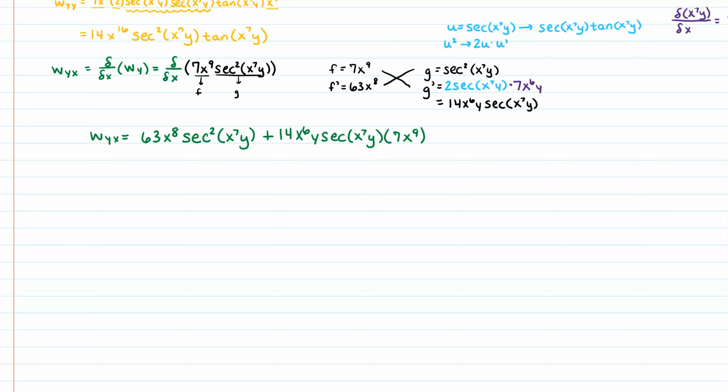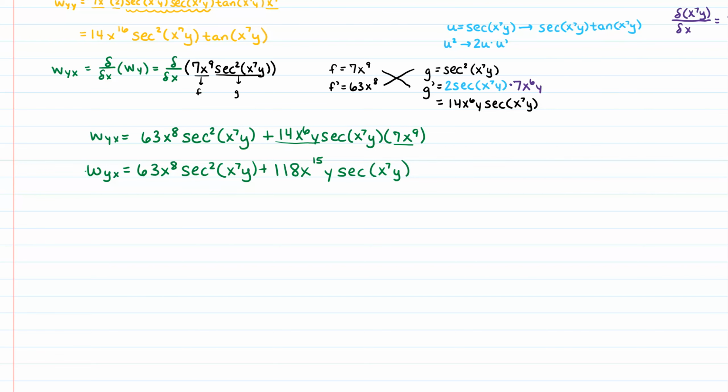So on the first term, there's nothing to clean up, so I'll just keep that as 63x^8 secant squared x^7y plus, now I have to do 14x^6y times 7x^9. So 14 times 7 is 98, and the exponents add to 15, so 98x^15y secant of x^7y. So this is my w sub yx.